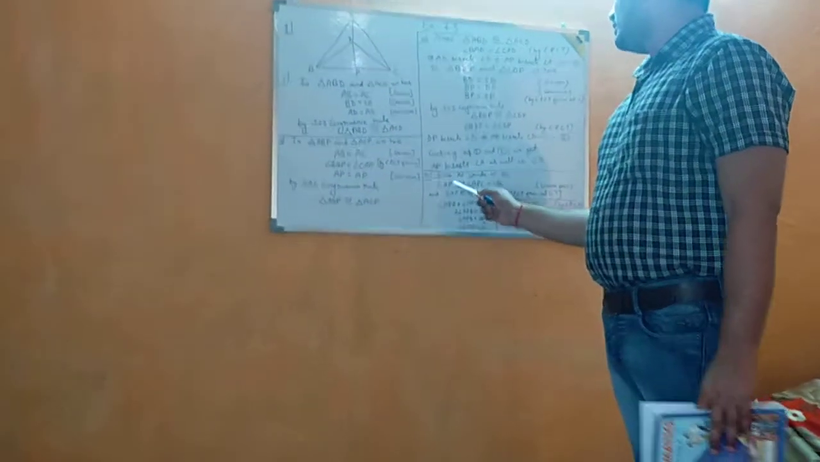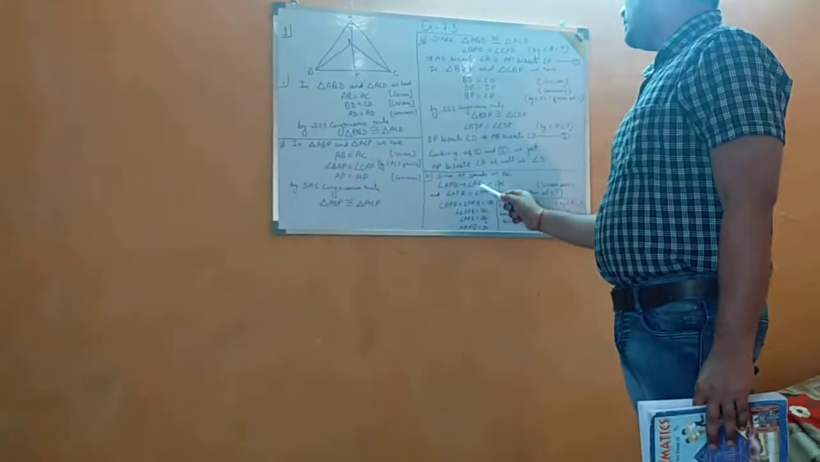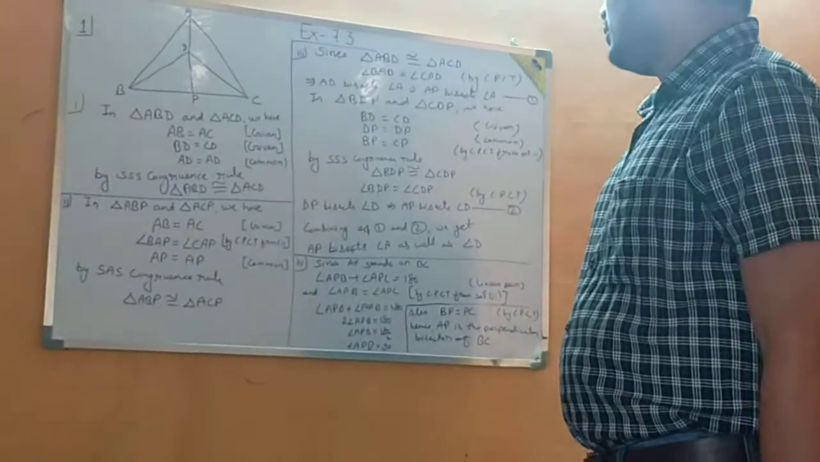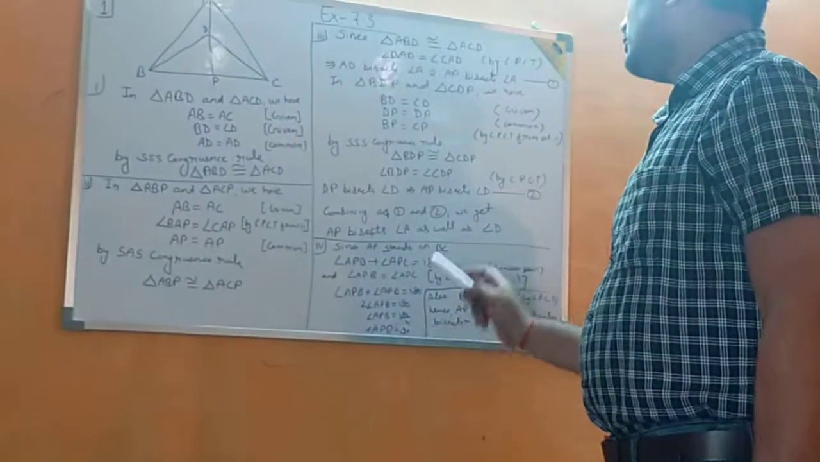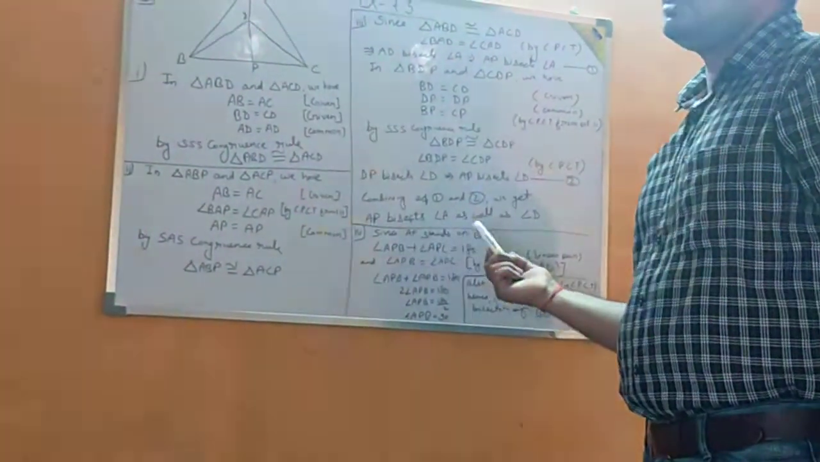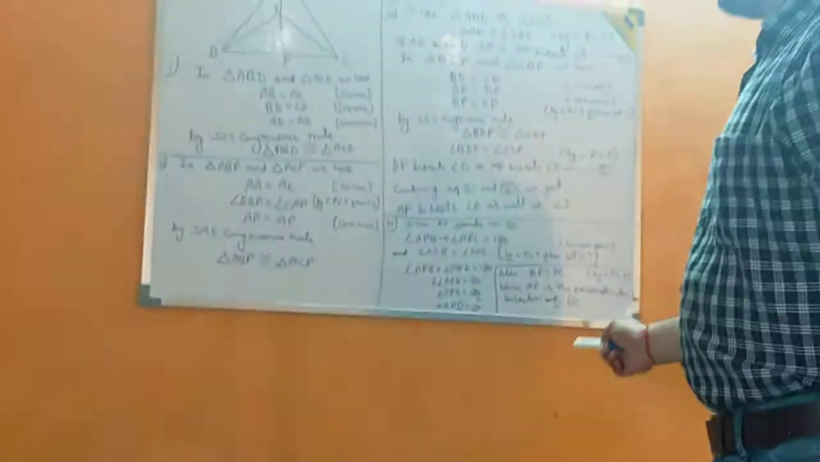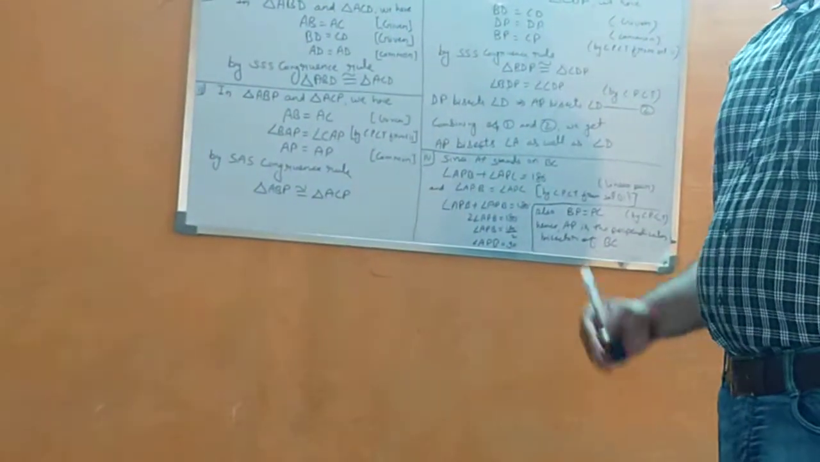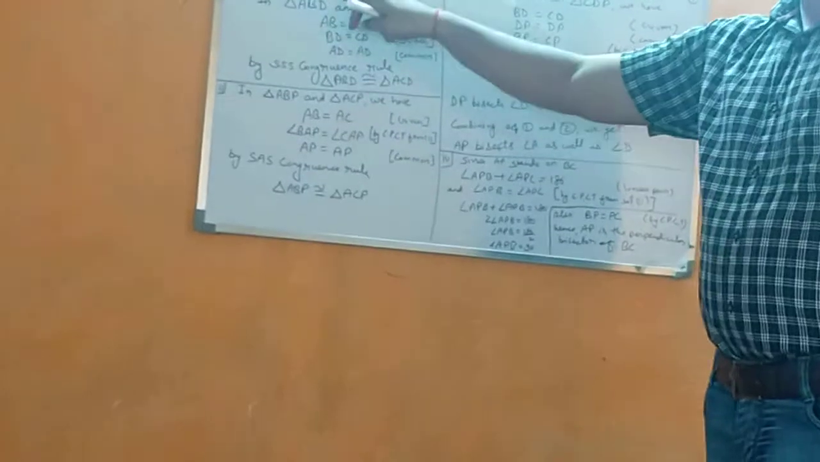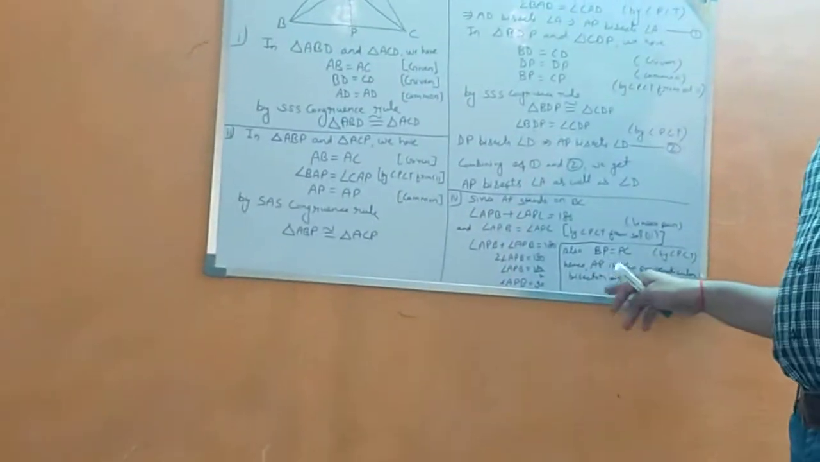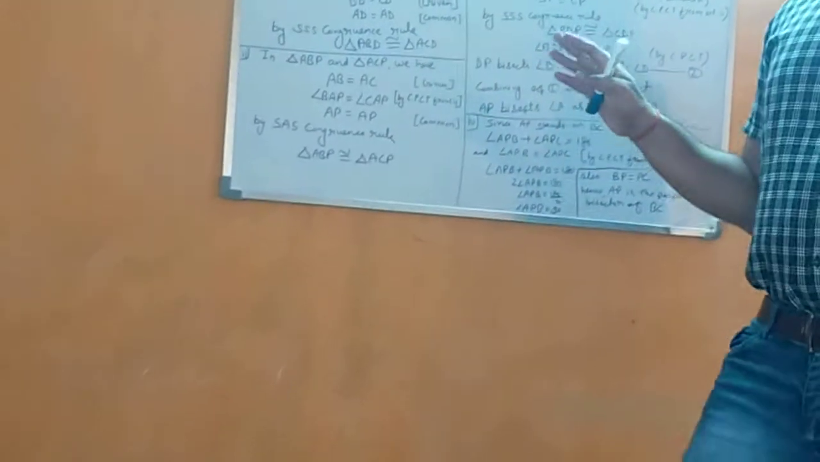So we can write APB plus APB. In place of APC we can write APB. 2 APB equals 180 degrees. When we divide by 2, we get angle APB equals 90 degrees. And also we have BP equals CP. It is also equal by CPCT from solution second. So we get both these values: BP is equal to CP and angle P is 90 degrees. So hence we can write AP is the perpendicular bisector of BC. Okay students, clear? Yes.